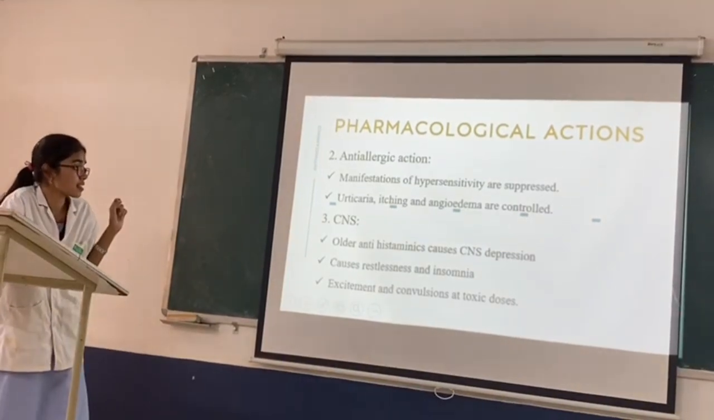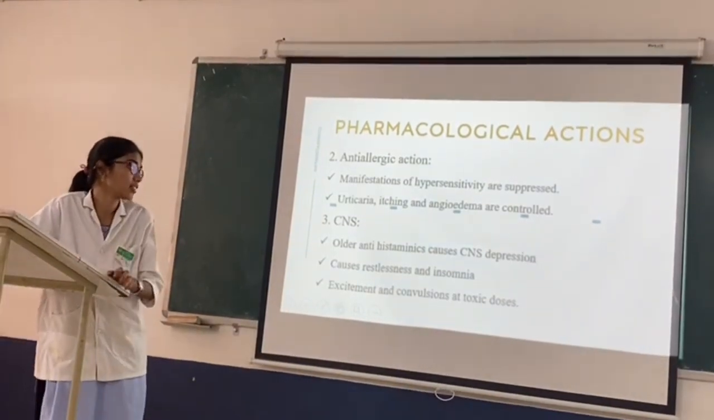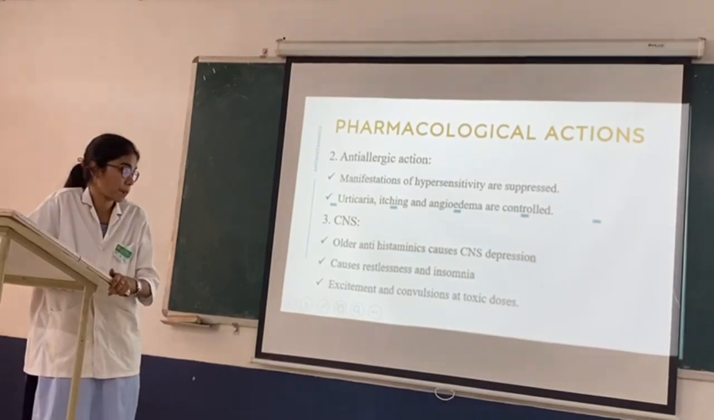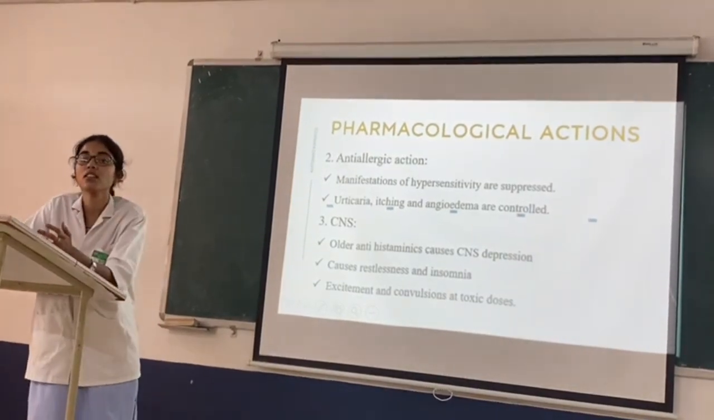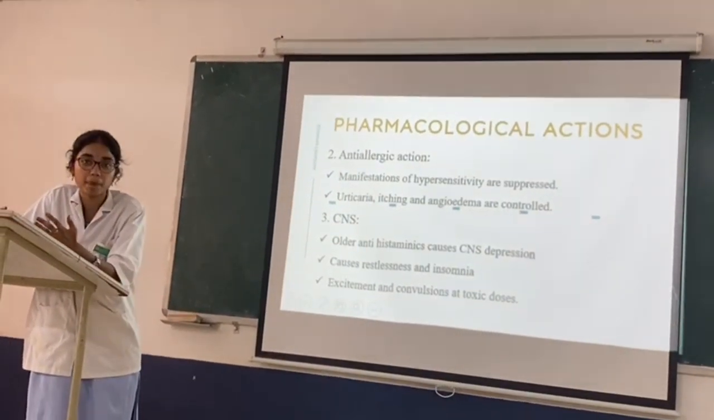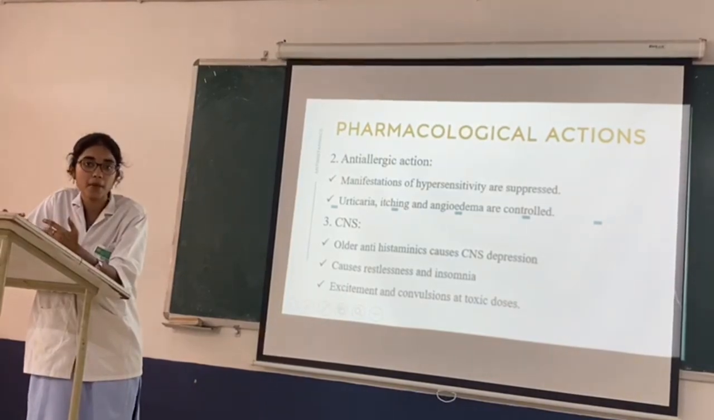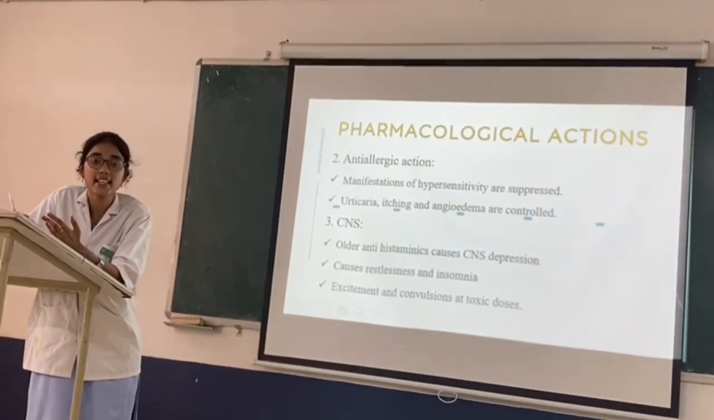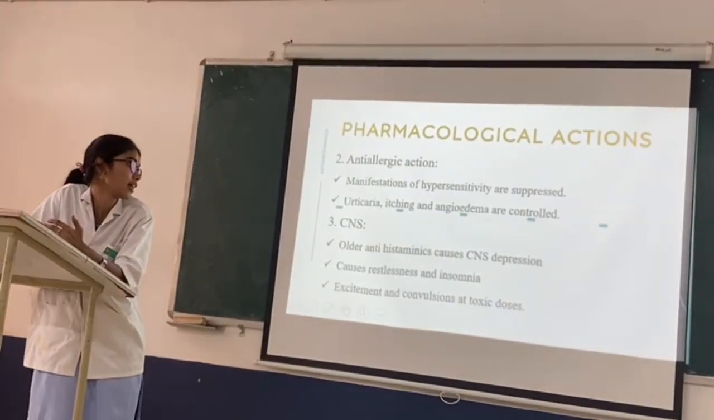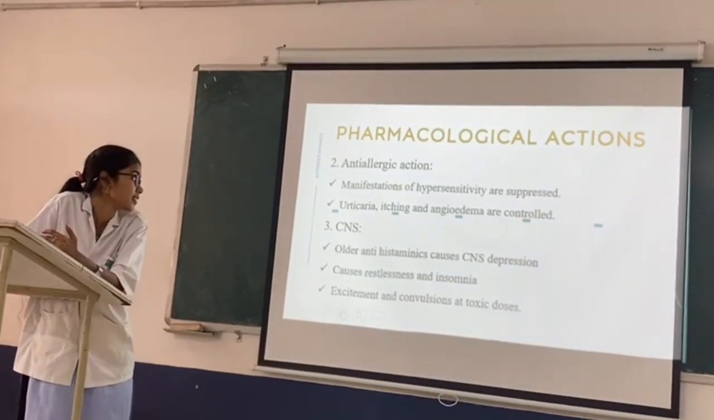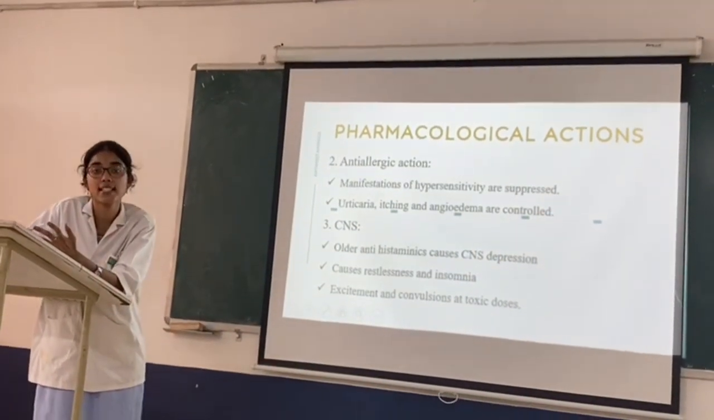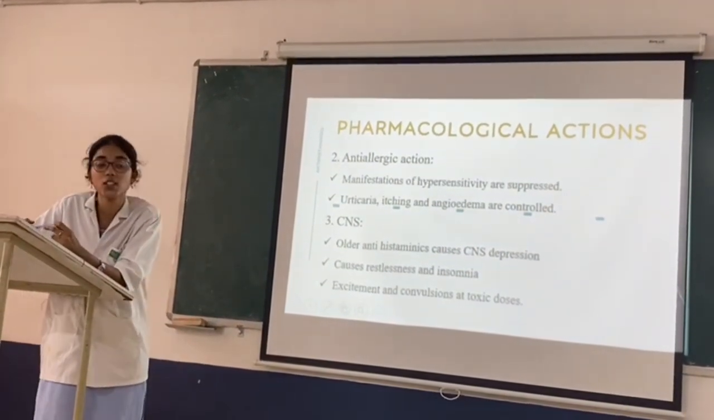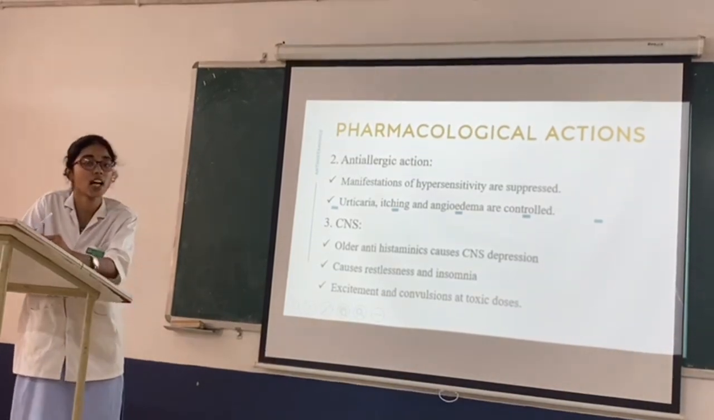Coming to the CNS, the older antagonist causes CNS depression. It depends on the stimulation of the receptors and its ability to cross the blood-brain barrier, and the individual susceptibility also plays a major role in its activity. It causes restlessness and insomnia in some individuals, and at toxic doses it causes excitement and convulsions.